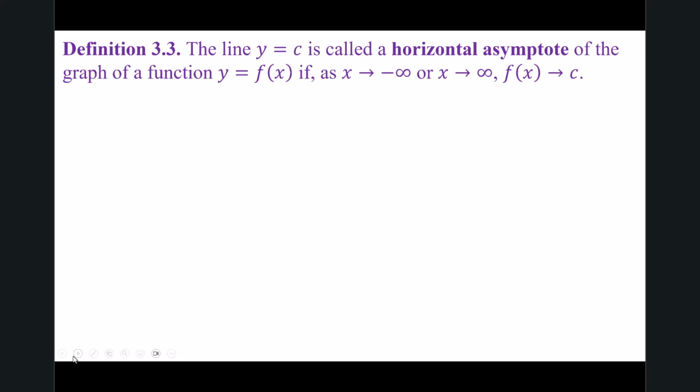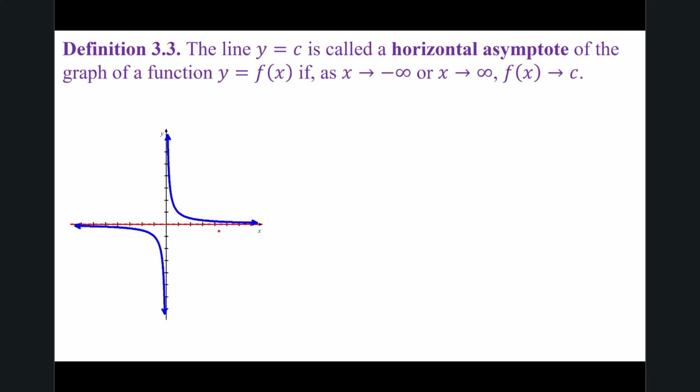Part 3, Horizontal Asymptotes. The line y equals c is called a horizontal asymptote of the graph of the function y equals f of x if, as x approaches negative infinity or x approaches infinity, f of x approaches c. So in this case, we can see that the red dashed line is a horizontal asymptote.